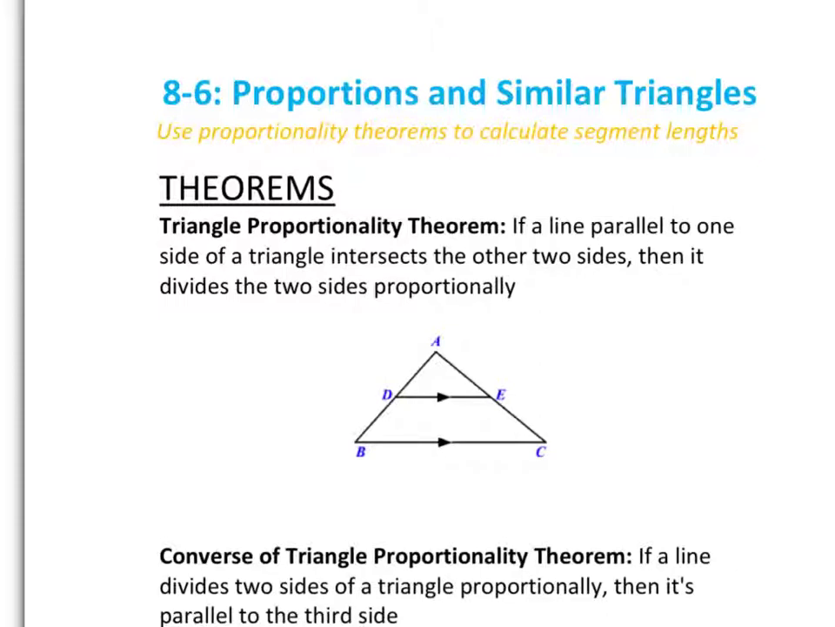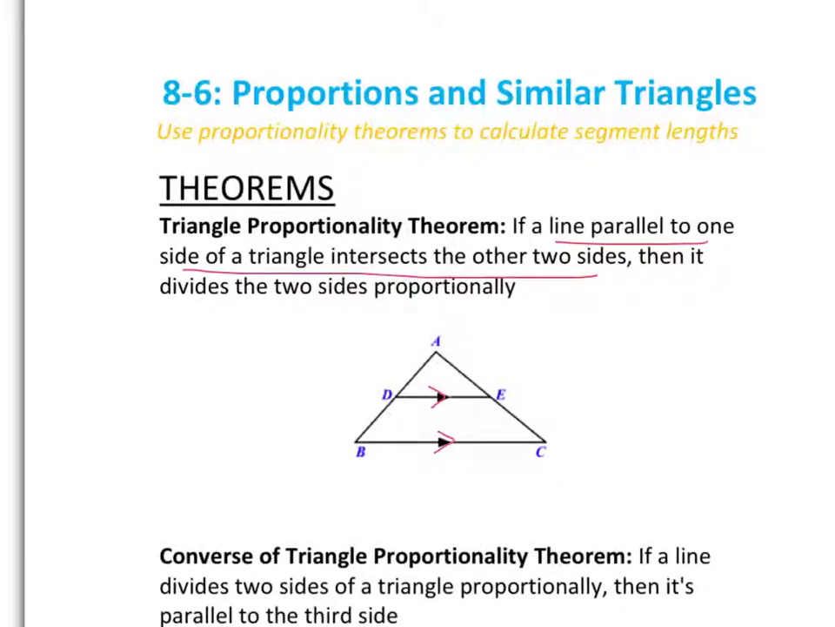This one tells you that if you have a line that is parallel to one of the sides of a triangle, so that means we've got two parallel lines, basically, if you cut up a triangle with a parallel line to one of the sides, then it's going to divide those two sides proportionally. So the parallel lines is the if portion. You have to have the parallel lines in order for this proportionality to work.